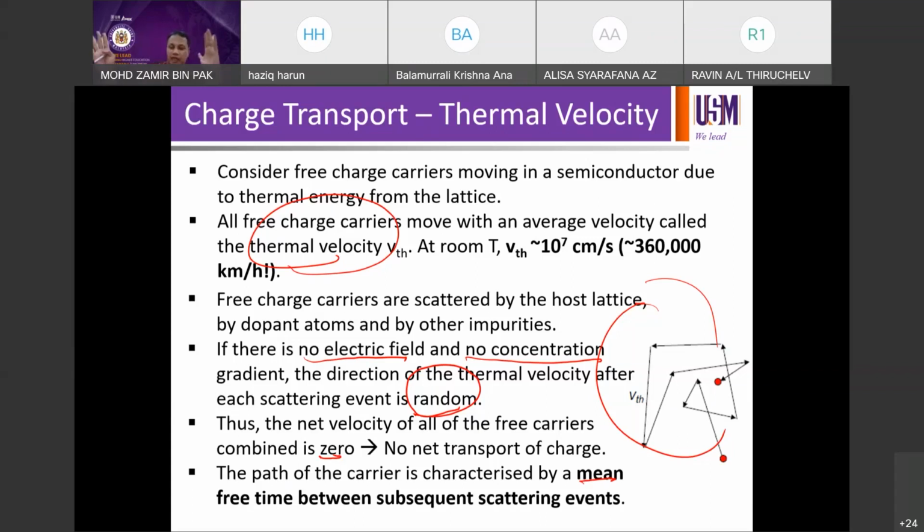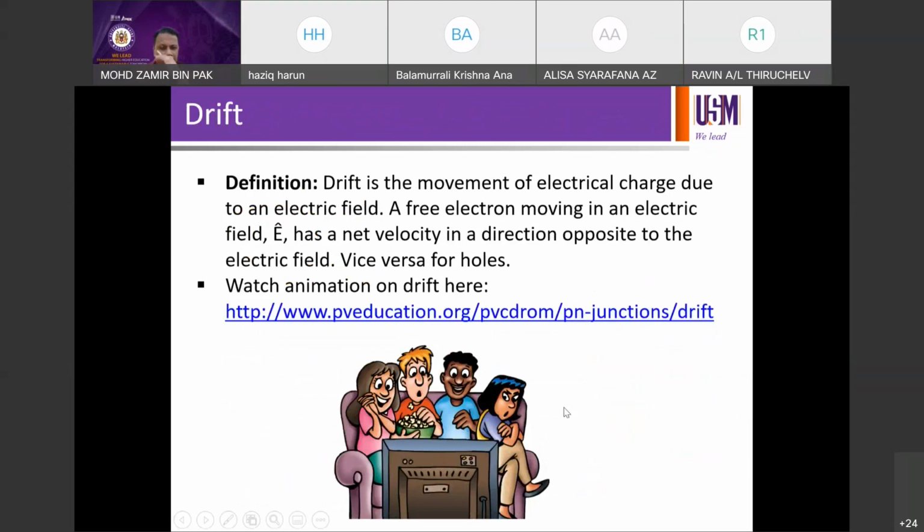So that means your mean free time in that case is quite long. On the other hand, if they experience very frequent scattering or very frequent collision with the lattice or dopants or other impurities, that means the mean free time will be very, very short, because you just experience scattering, and before they realize, they are already scattered by the next scattering event. We call that scattering event the collision. So this is how they are characterized when there's no electric field and no concentration gradient present. Now let's have a look at drift.